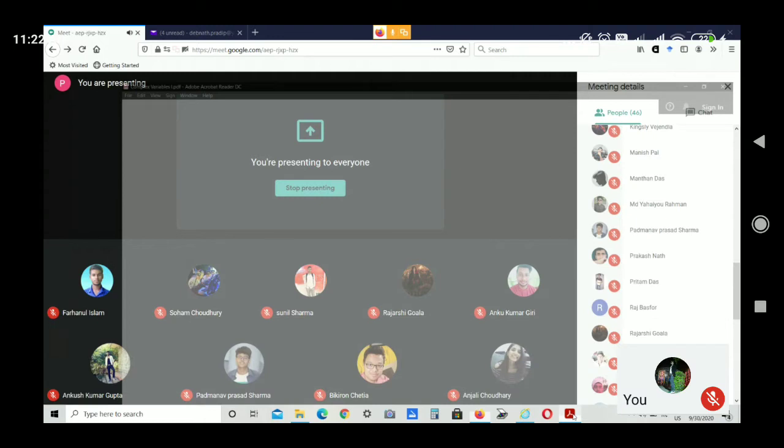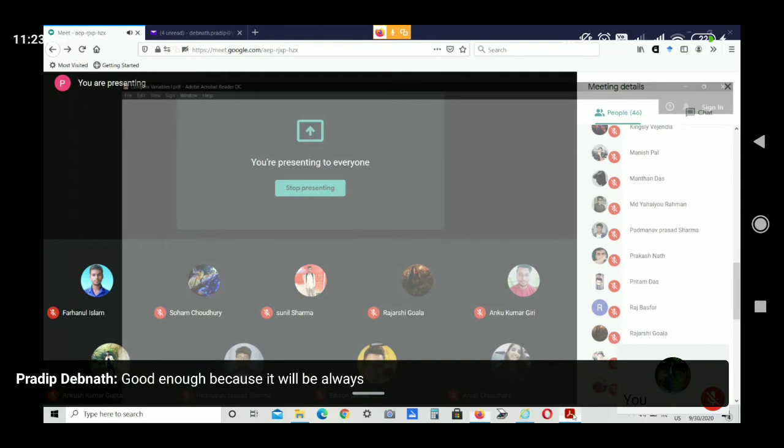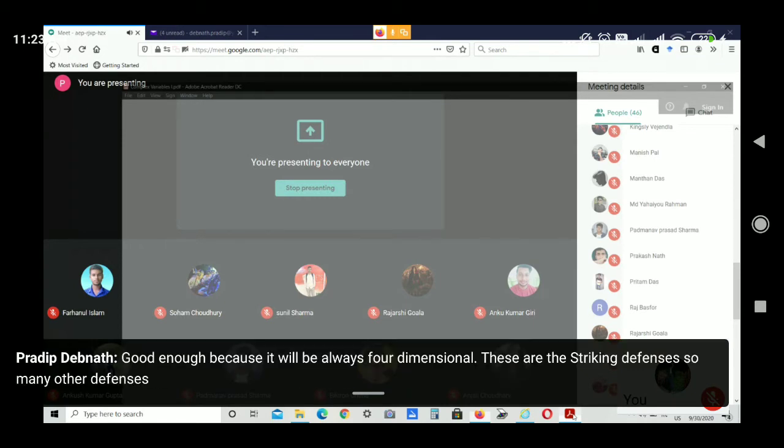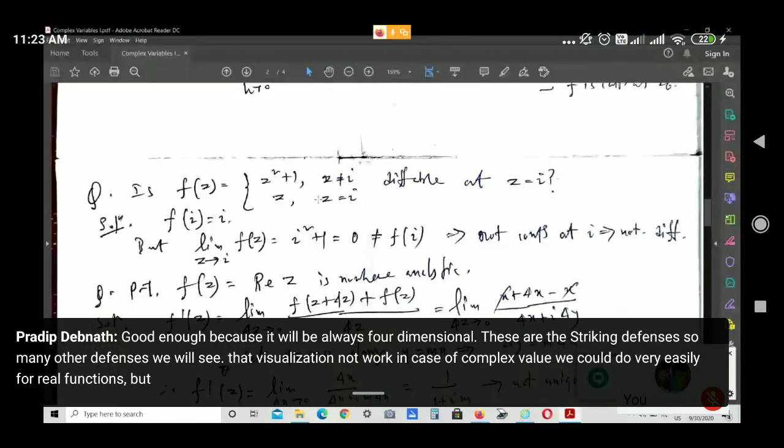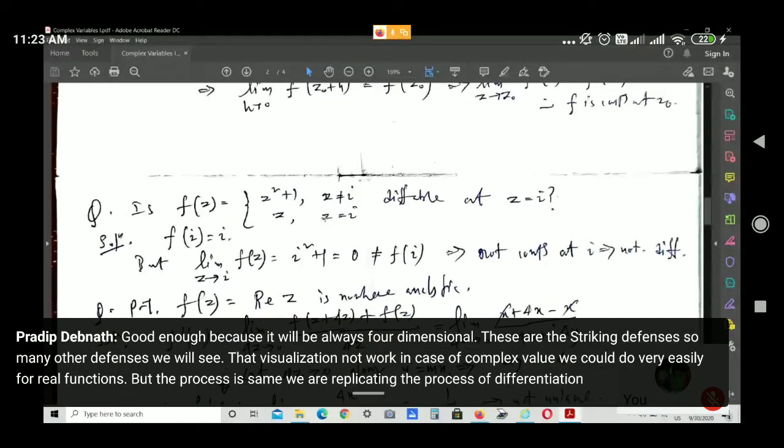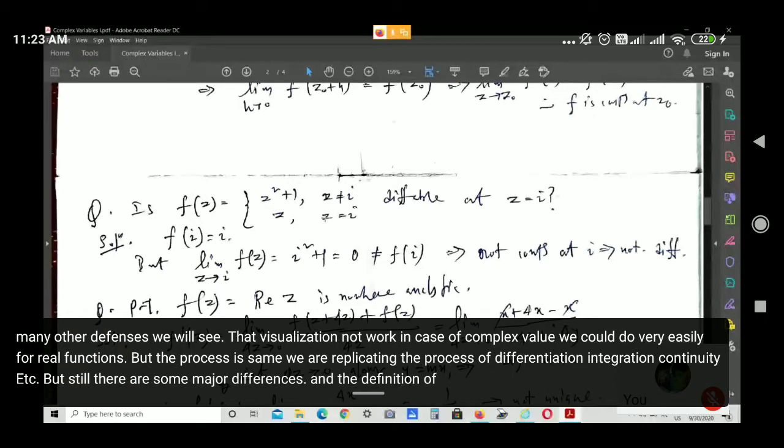So that visualization will not work in the case of a complex variable, like we could do very easily for real functions. But the process is the same. We are replicating the process of differentiation, integration, continuity, etc. But still there are some major differences. So see the definition of continuity, differentiability, etc.